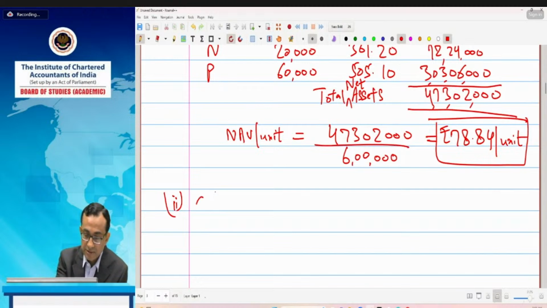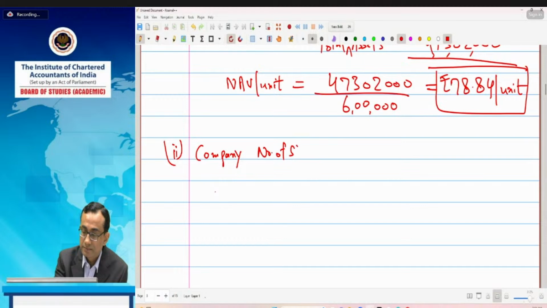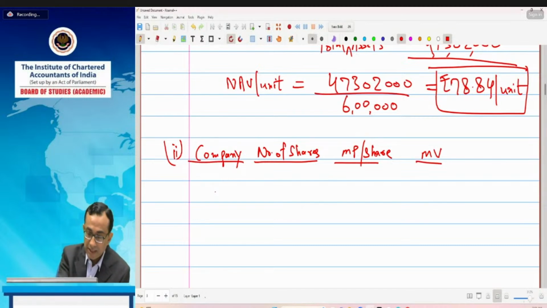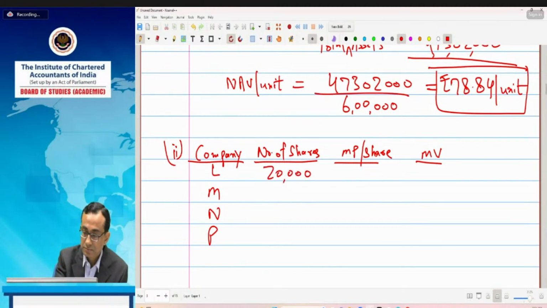Now, same method: company, number of shares, market price per share, market value, and name of the company L, M, N, P, and total number of shares. Total number of shares is already given in the question itself. That is 20,000, 30,000 in case of M, 20,000 in case of N, and 60,000 in case of P.